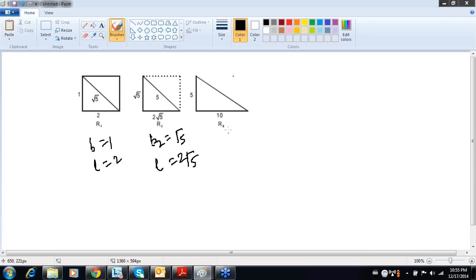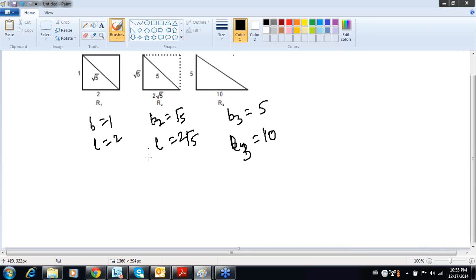Now in a similar case, B3, the breadth will become what? Root 5 into root 5, so it will become 5. L3 will become 10. So just continue this. So Bn will be what? 1 into 5 to the power of (n minus 1) by 2.